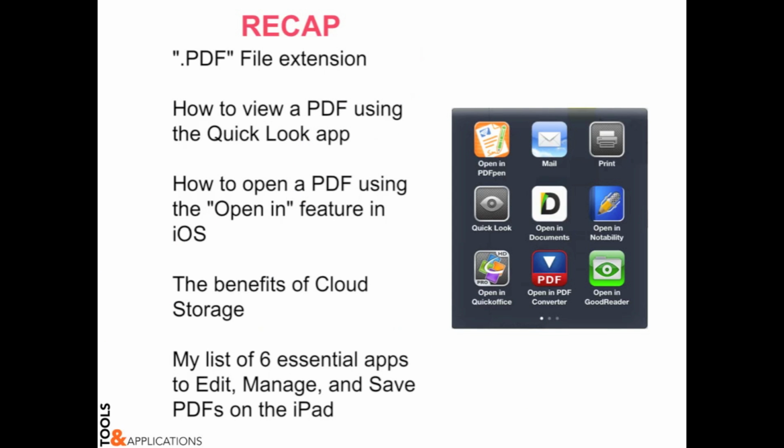Before we end, let's do a quick recap of what we've learned. We've looked at how to find an attached PDF file inside an email by looking for the file extension of the attachment. We learned how to view a PDF right from inside the Mail app with Quick Look, and also learned how to open a PDF in other apps using the Open In feature in iOS. Then we went over a quick overview of cloud storage and some of its benefits, followed by my list of 6 essential apps to help you get started working with PDF on the iPad.